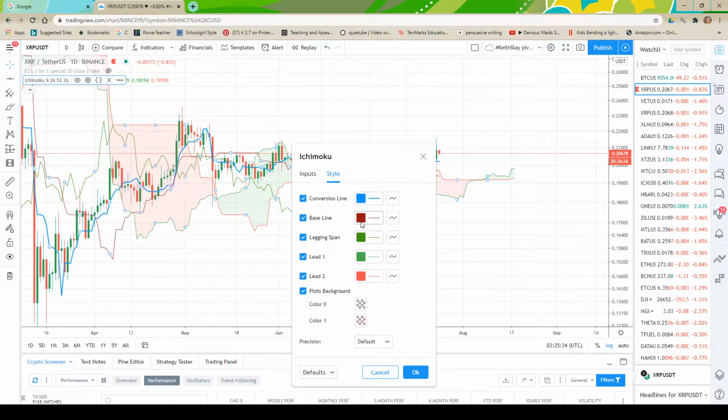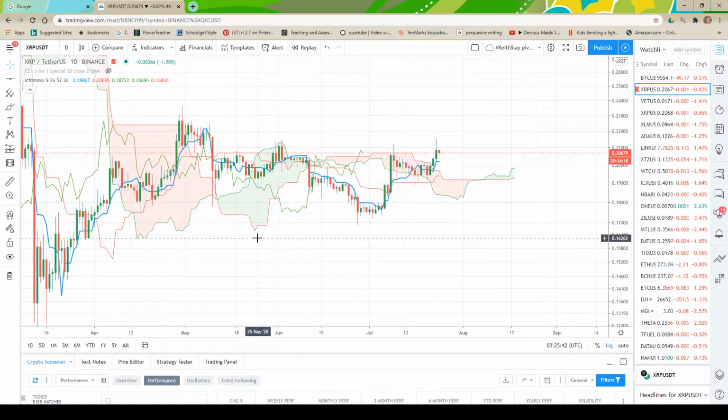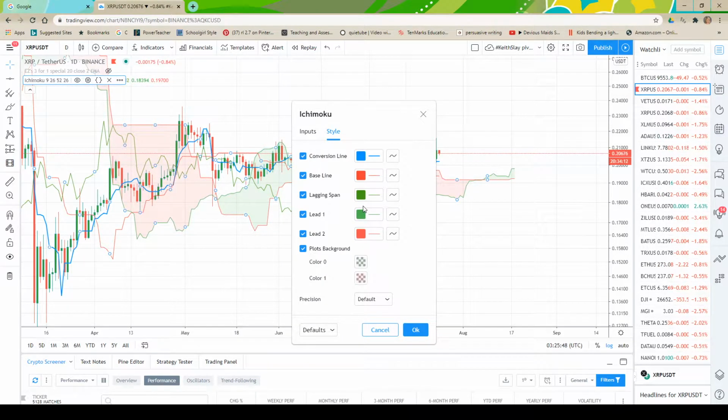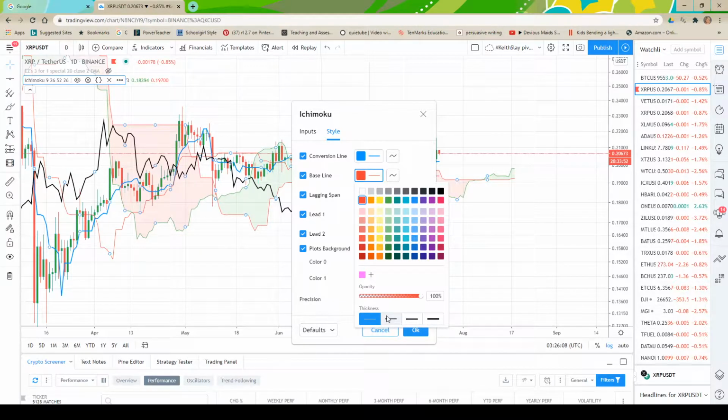The baseline, it's kind of like a moving 200 average, but it's not. I'm going to make that red just because it's a bold color and it helps my eyes see it a little better. If you like other colors, please knock yourself out. The lagging span, I don't want it green. The only color I want green is my money. So I'm going to change that. I'm going to make this black because I can see it a little better. Change that to a little bit thicker. I think I forgot to do this one. Yep, I did. All of a sudden, these lines are looking a little bit easier to see, right?